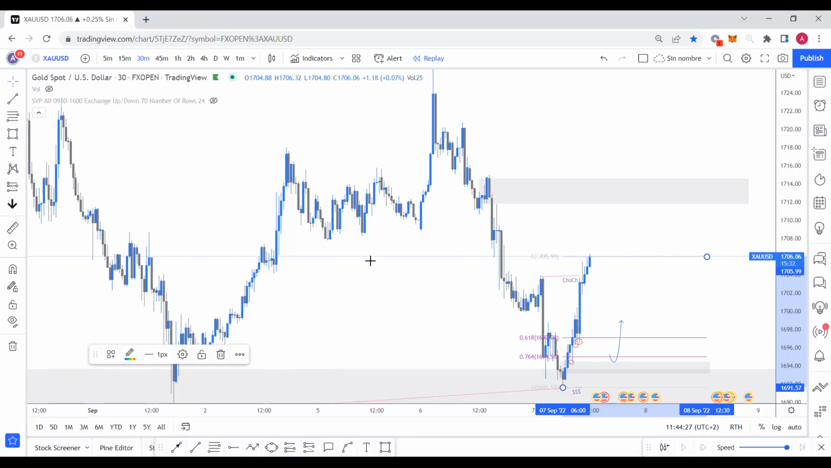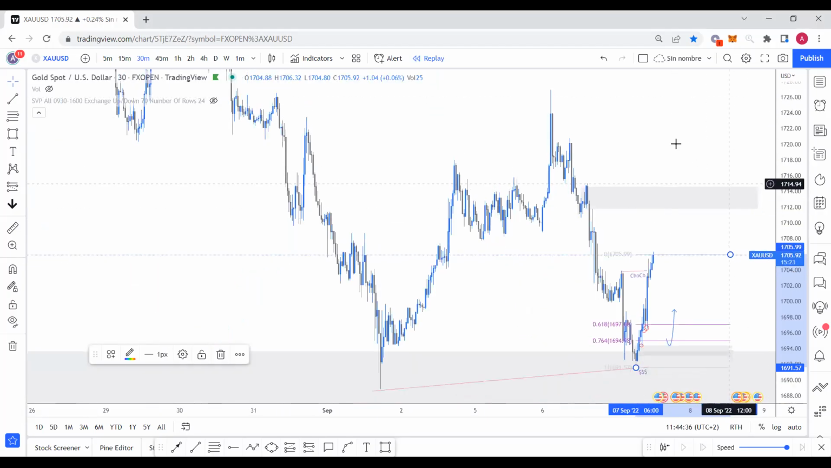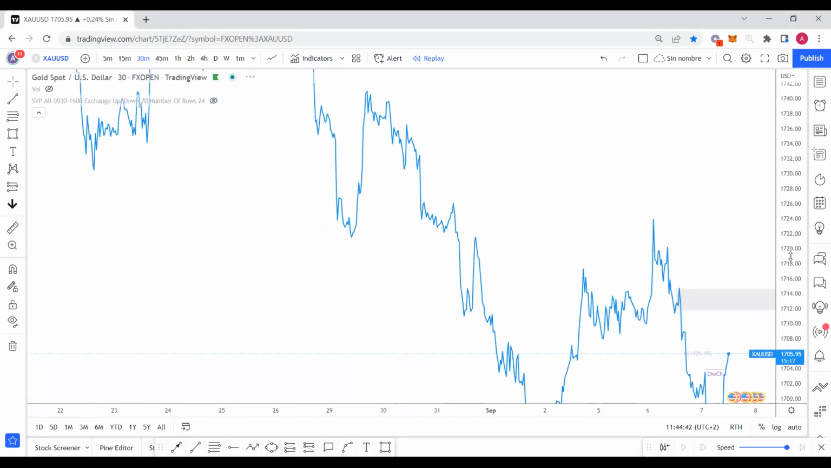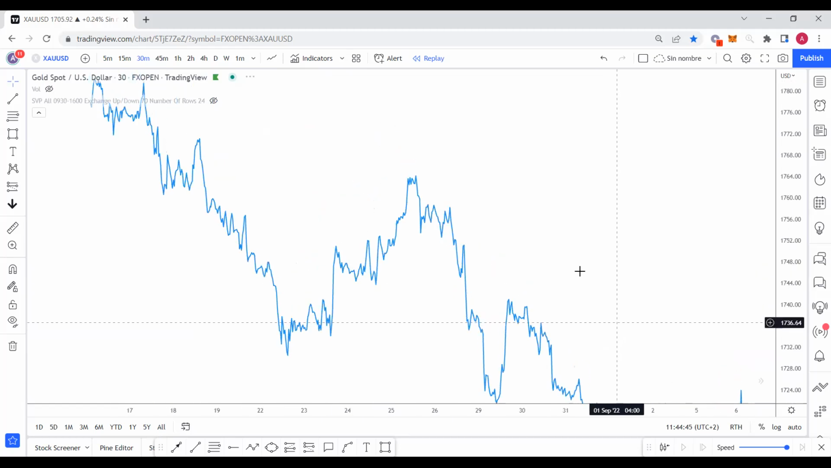So let me answer very fast the last question. What does the Fibonacci indicate? The Fibonacci is basically for every impulse the market does. So the market moves in impulses.